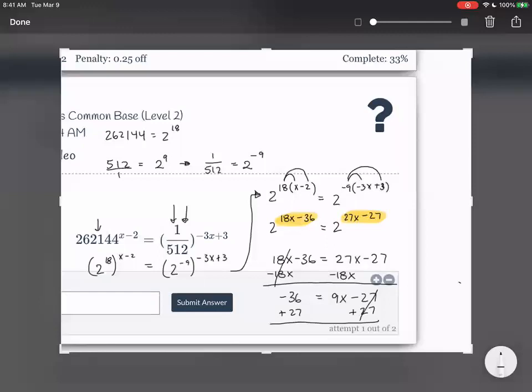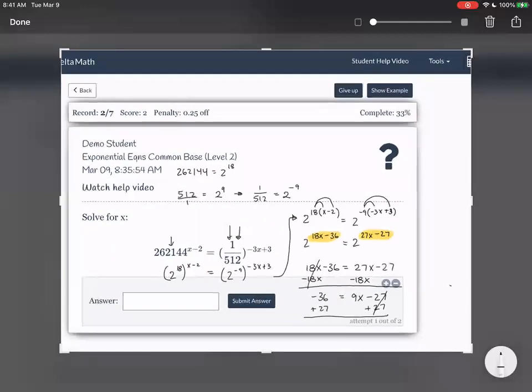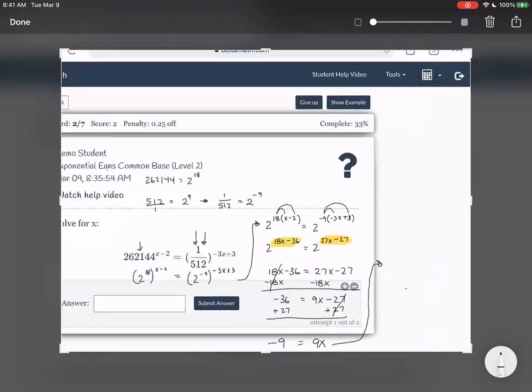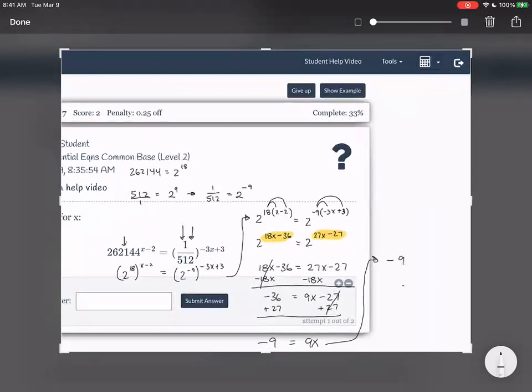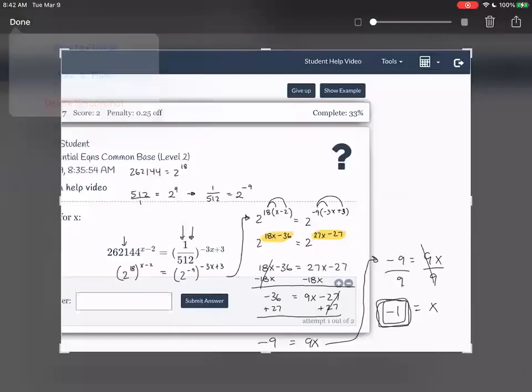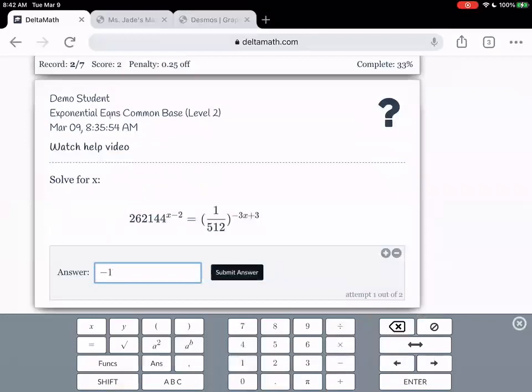Those cancel out. Wow, I did not really leave myself much space here. So 9x, I'm just going to write it lower because I don't like writing over the words because I think it's hard for you guys to see. So 9x and then negative 36 plus 27 is negative 9. So let me just rewrite that over there. So we have negative 9 is equal to 9x. Then we divide by 9. We get x is equal to negative 1. So this is our final answer. Any questions? So we're going to save that, type negative 1 into our answer box.